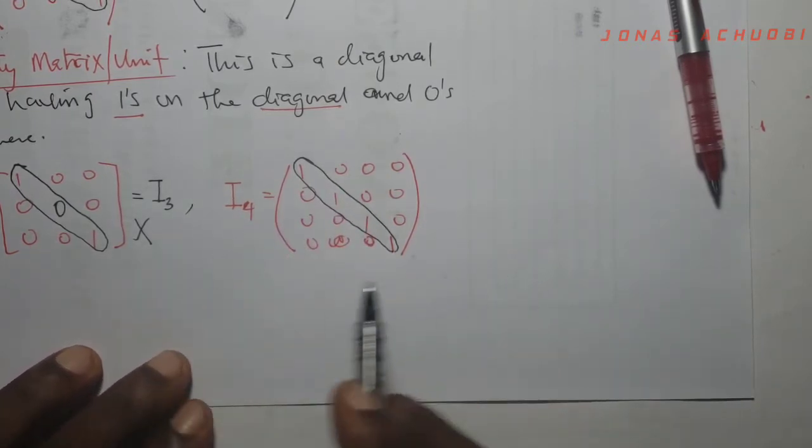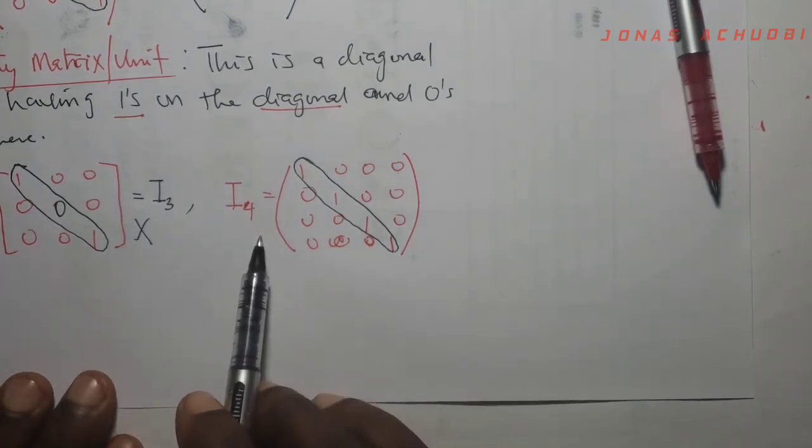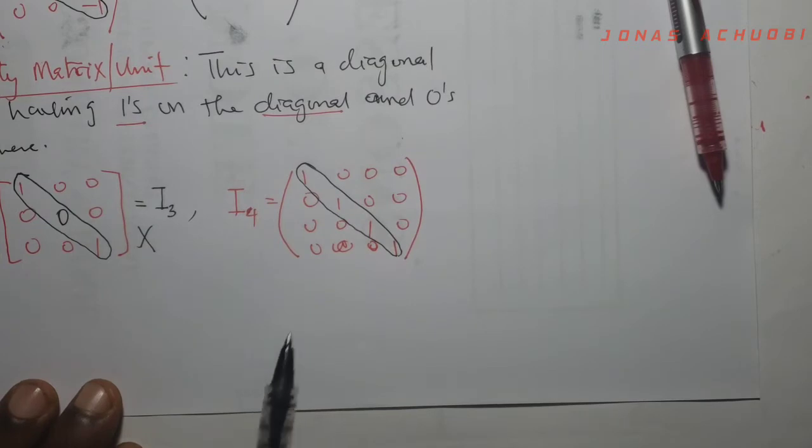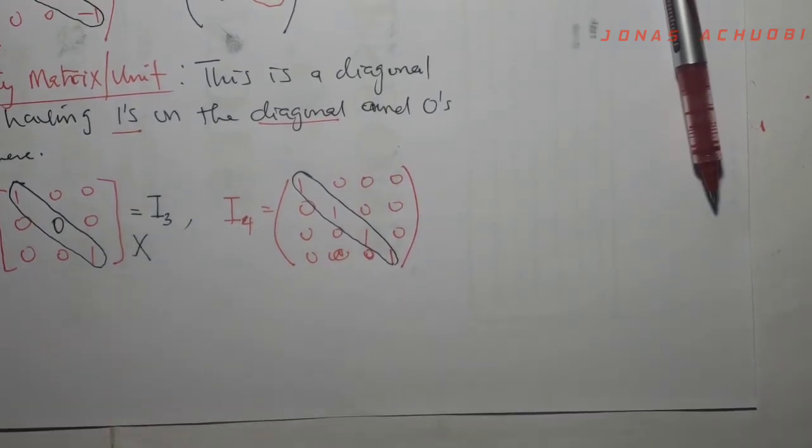So we have order 5, order 6, and order 7, and in fact order n. And this matrix you see here, the unit matrix, plays a very important role in the theory of matrices. All these we shall see in subsequent lectures.